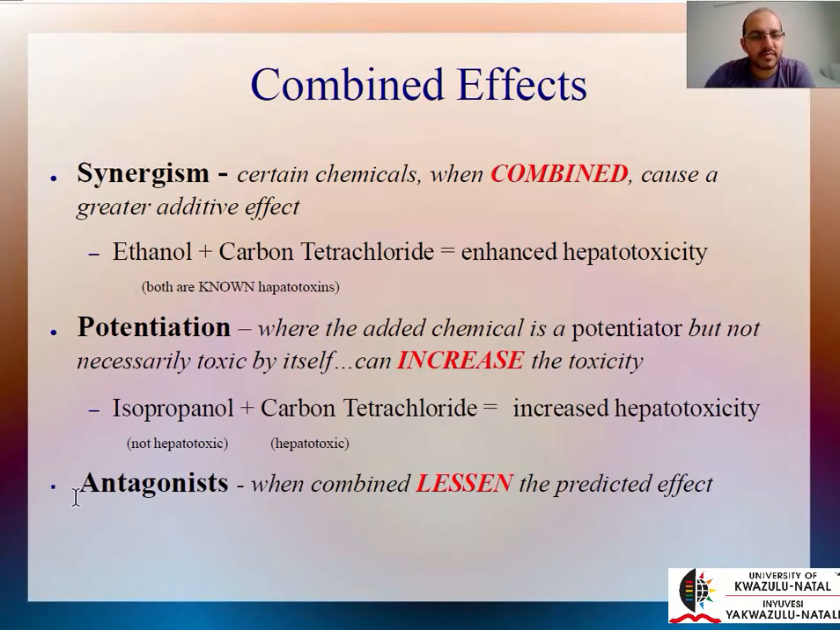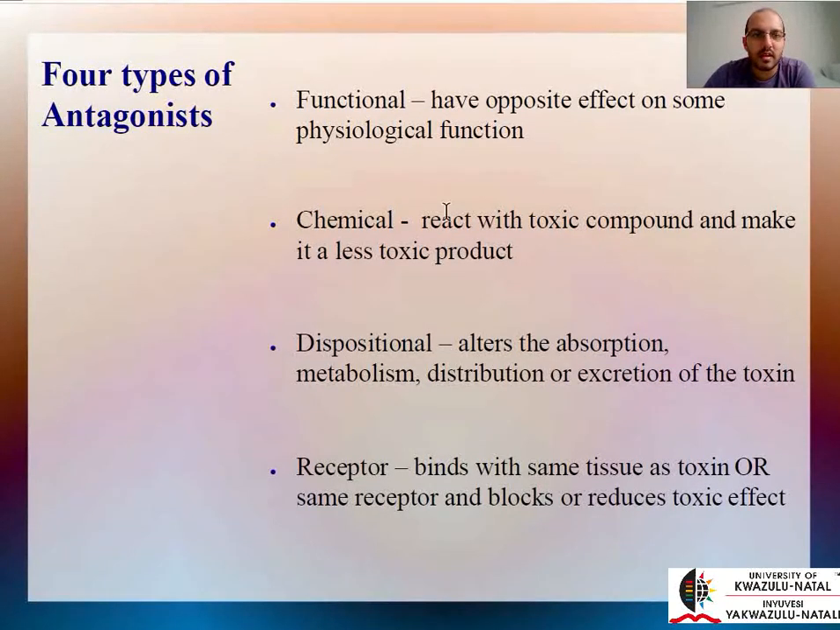Okay, and another final definition, antagonism. Antagonists are chemicals that when combined, actually lessen the predicted effect. There are 4 types of antagonists. Some are functional antagonists, where one chemical can have an opposite effect on some physiological function. You can have a chemical reacting with a toxic compound and making a less toxic product. Then there's dispositional antagonists that alter the absorption or the metabolism or distribution or excretion of the toxin.